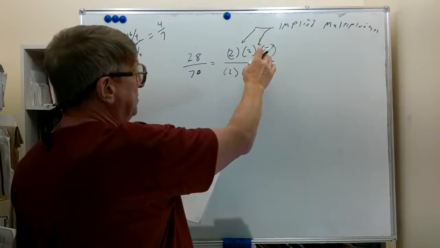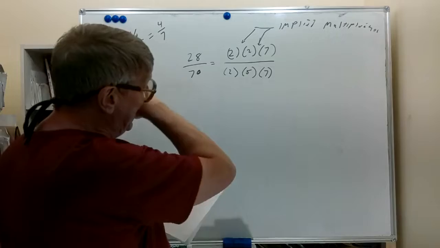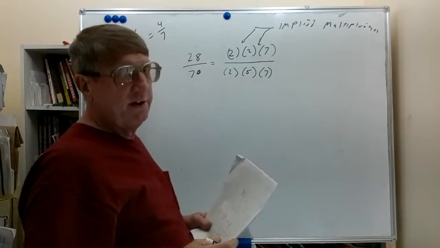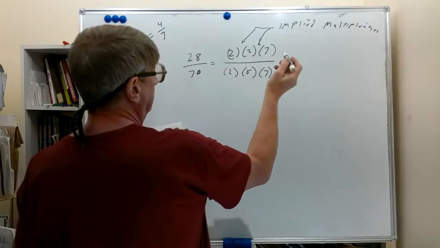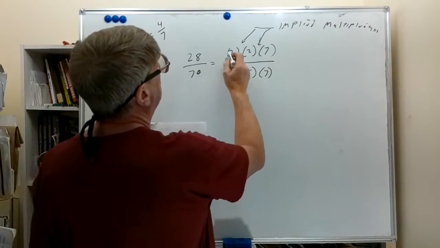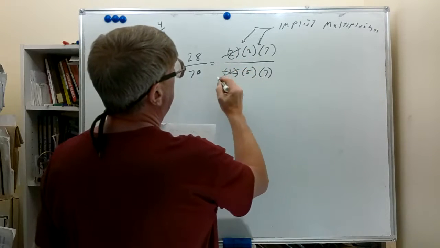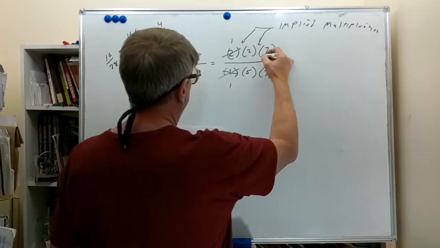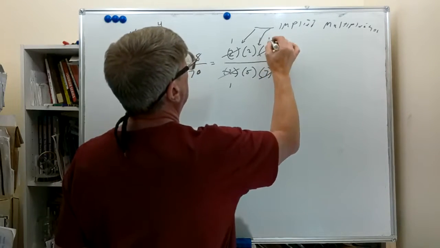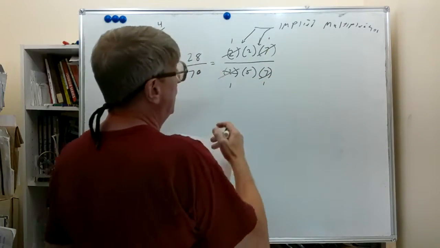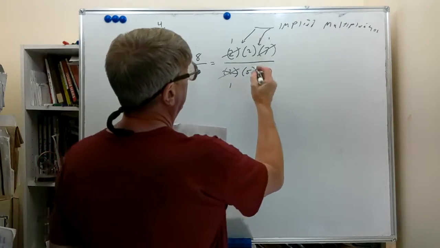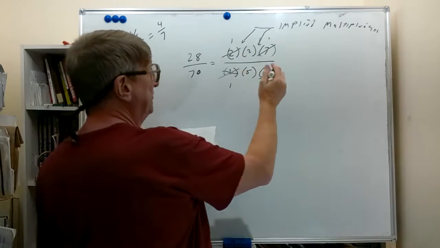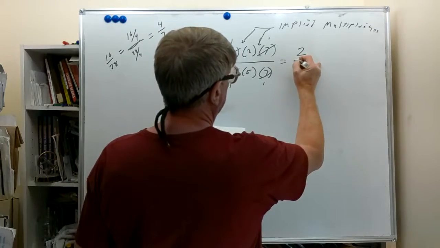We've factored 28 completely, we've factored 70 completely, and then we can cancel like factors that are on the top and the bottom, on the numerator and the denominator. Well, here's a 2 and a 2. We can cross those both out, basically replacing them with a 1. Here's a 7 and a 7. We cross those both out, basically replacing them with a 1. All that's left is a 2 over 5. There's no common divisors for 2 and 5, so this reduces to 2 over 5.